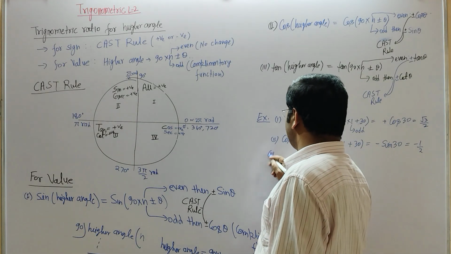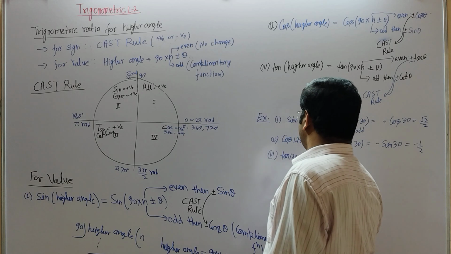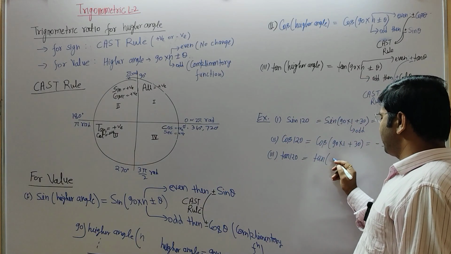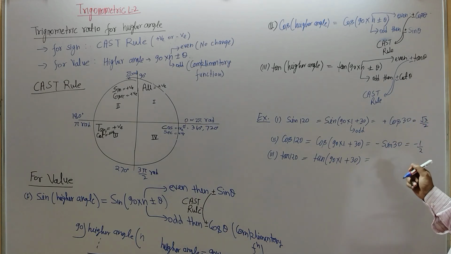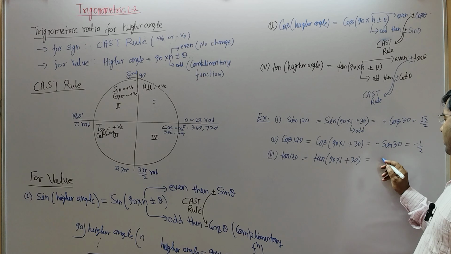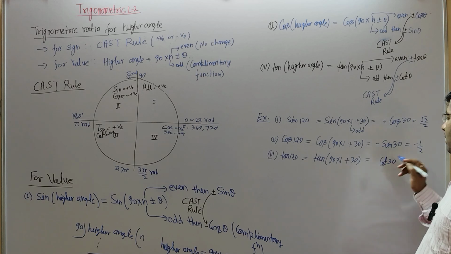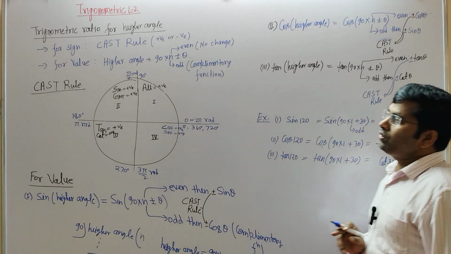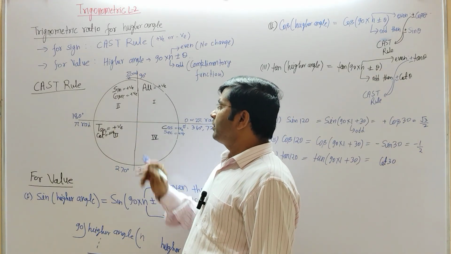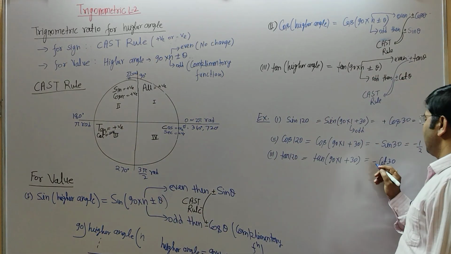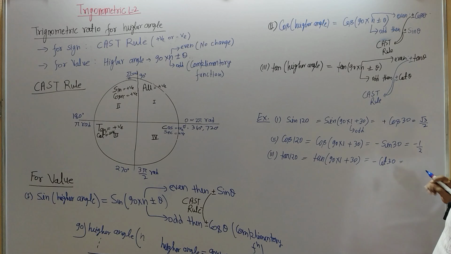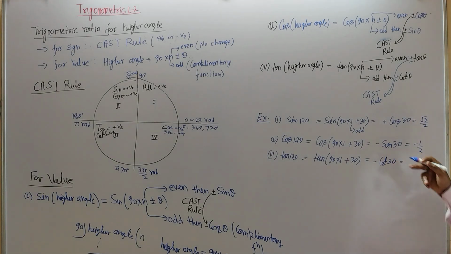Similarly, we can find out tan also. So tan 120 will be equal to tan of 90 into 1 plus 30. This is odd, and odd means tan will convert into its complementary, cot 30. Now this is 120, in the second quadrant. Tan is positive only in the third quadrant, so this will be negative. So cot 30, you know tan 30 is 1 upon root 3, so the reciprocal will be root 3, and with the negative sign it is minus root 3. Clear? So this value is minus root 3.